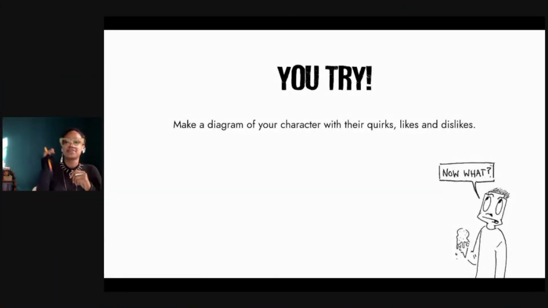Try it. So make a diagram of your character with her quirks, likes, and dislikes. Okay, so how about we make a character called, well, you make your character, and I will make a character called Dillinger. So Dillinger, right here, we're just gonna briefly draw the head. They all have the same head shape, so that makes things a lot easier, for sure. So here's our character, Dillinger.